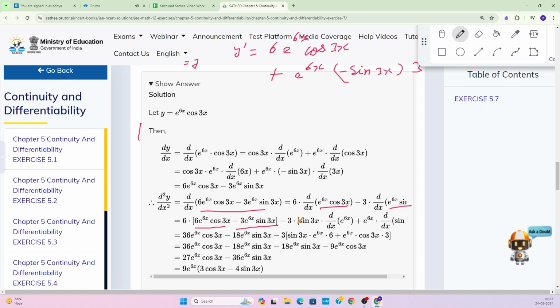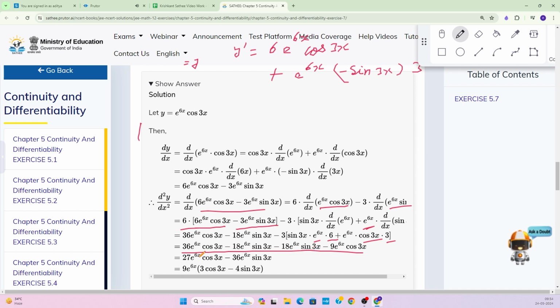Okay, now for this, so minus 3 multiplied with this derivative part. This will be derivative of e^6x multiplying with sin 3x and plus derivative of sin 3x multiplied with normal e^6x. So you will have, after multiplying here, 36e^6x cos 3x minus 18e^6x sin 3x minus, and this will be what? 6e^6x, and this will be what? 3 cos 3x. Now just multiply the terms. You will have this as your expanded form, or the simplified form after multiplication.